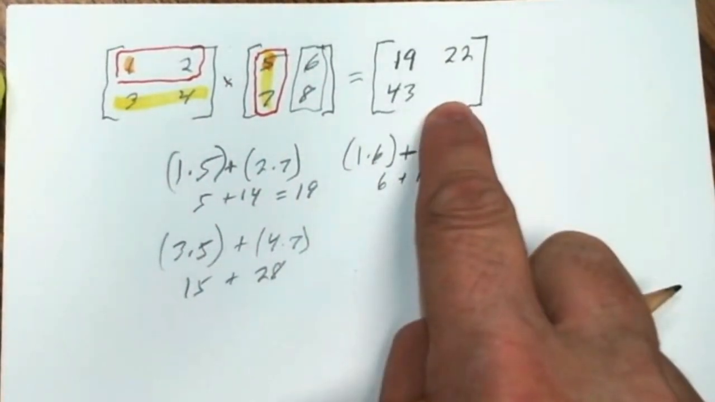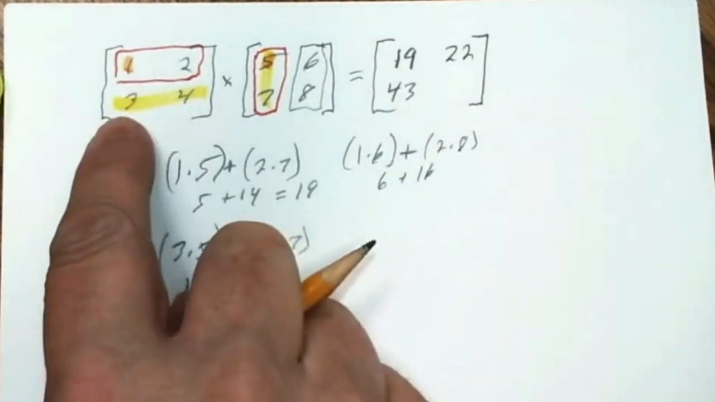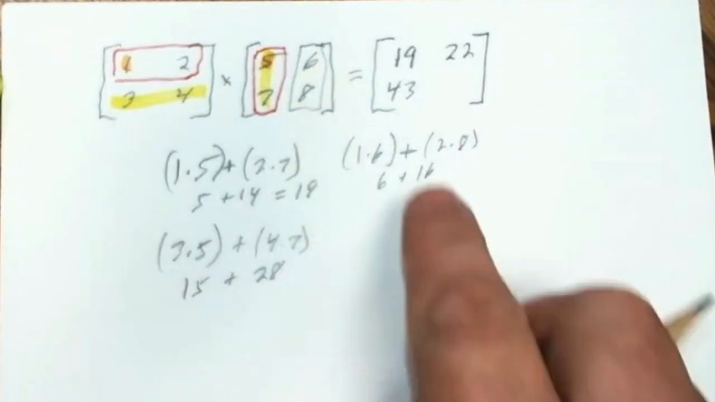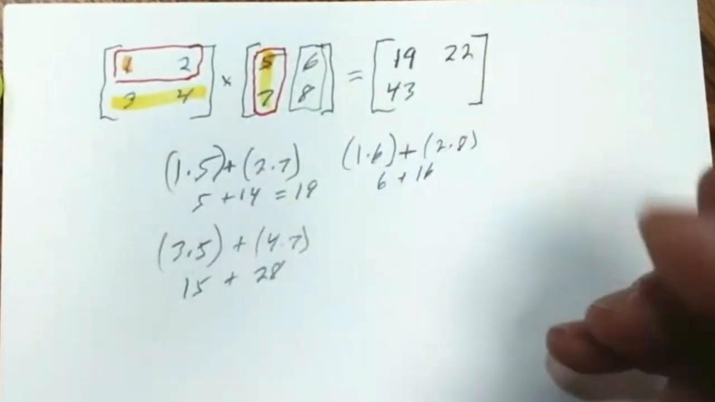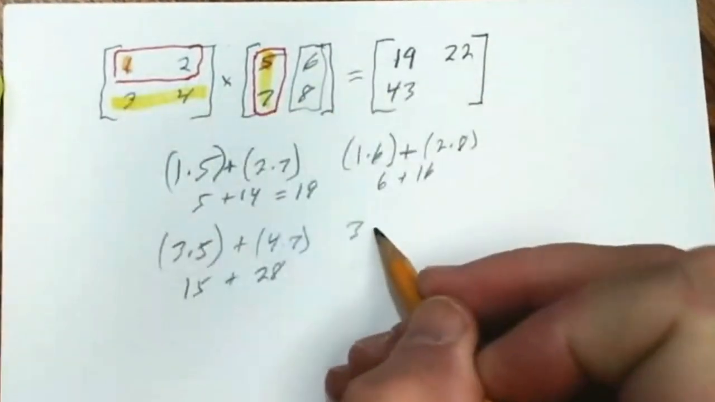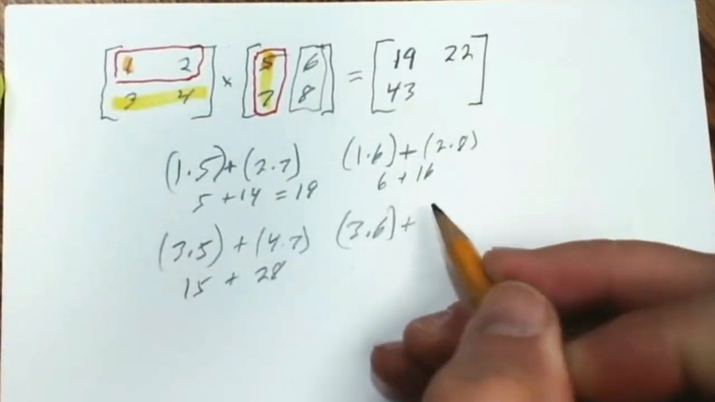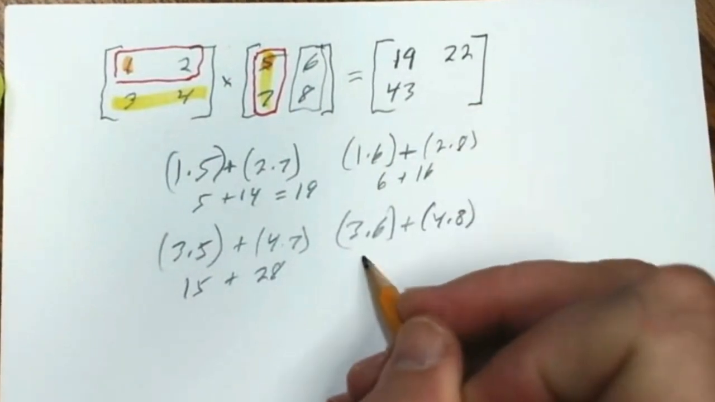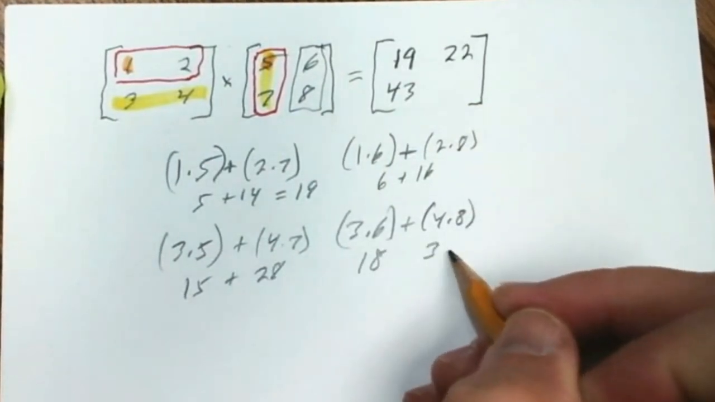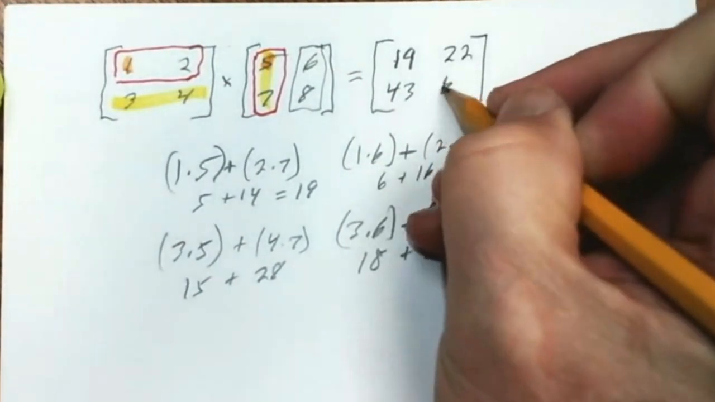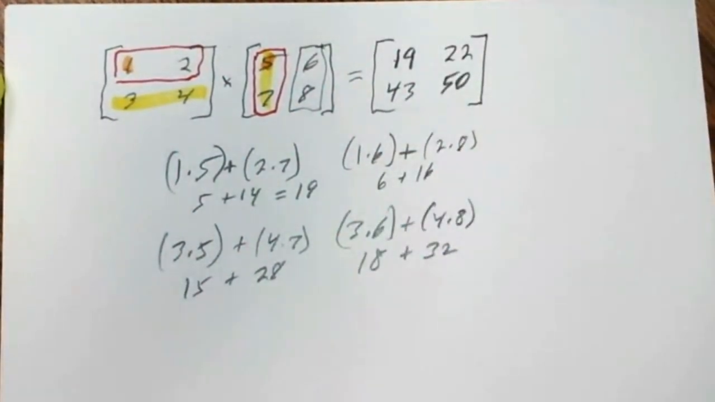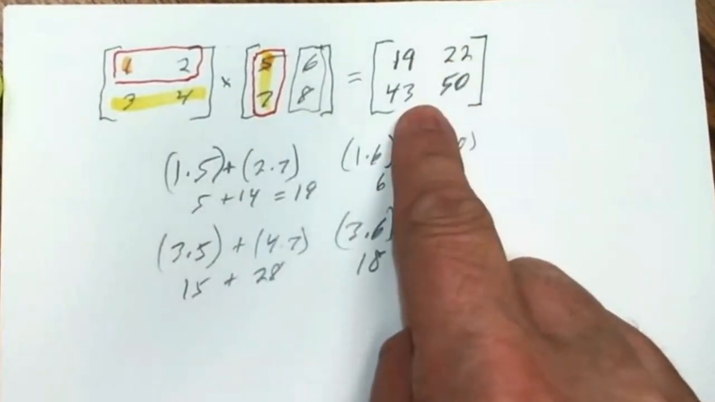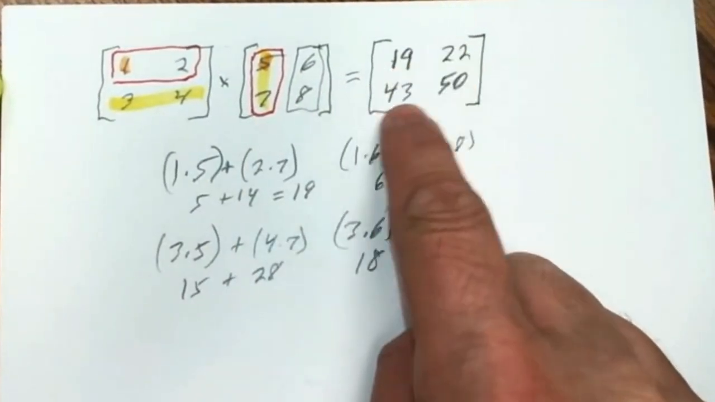Now this last one, as you would expect, we take the second row here and the second column to get the second row, second column answer. 3 times 6 plus 4 times 8. 18, 32. So when you multiply this matrix times this matrix, you get this: 19, 22, 43, and 50.